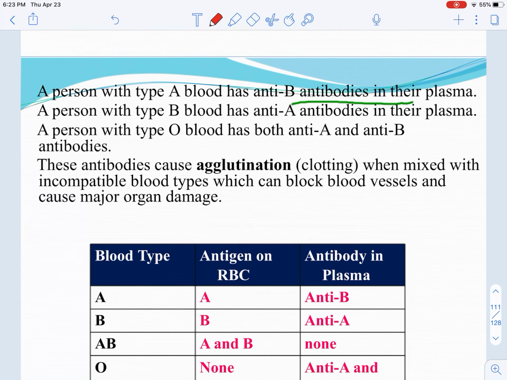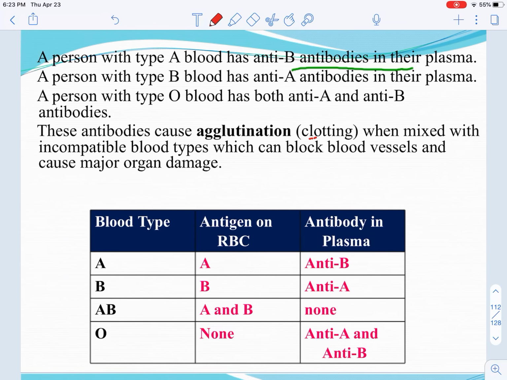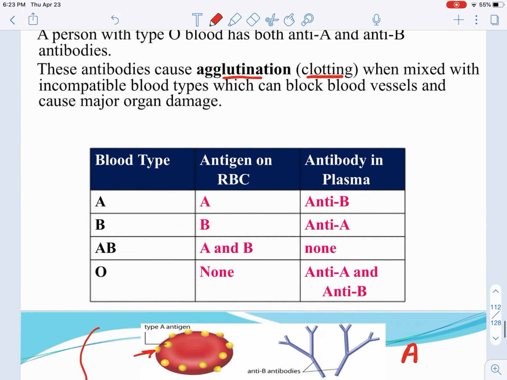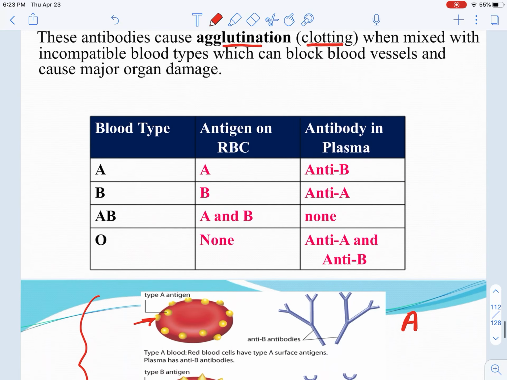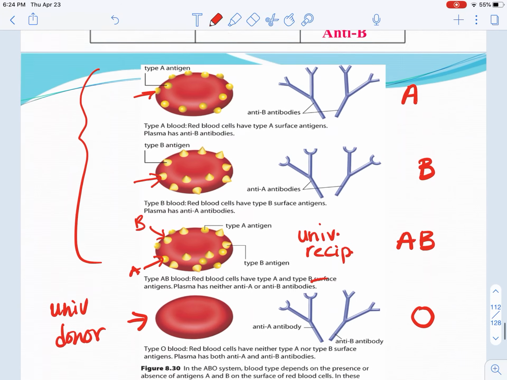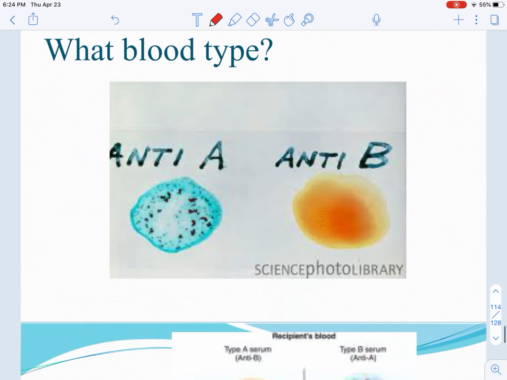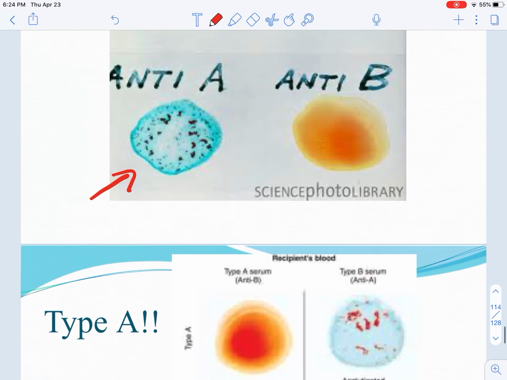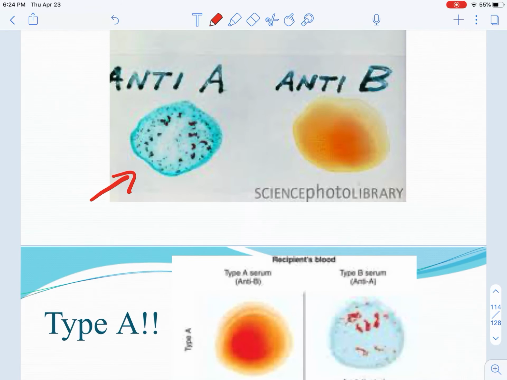And another thing that is mentioned here is that if you were to mix incompatible blood types, what would happen is that they would clot or agglutinate. Basically, incompatibility will result in antibodies being made against that foreign type of blood, foreign type of protein, and they would clump together, which would look like this. So you get this clumping or agglutinating if they were not compatible.